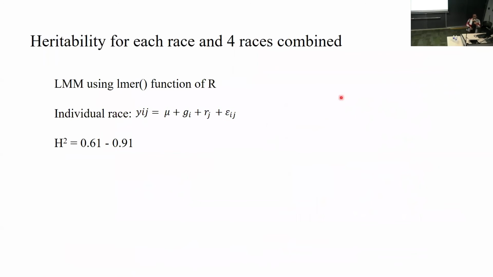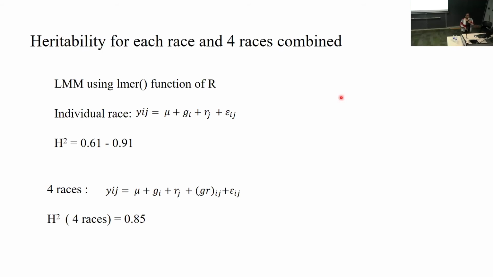I tried to fit a linear mixed model using the LMER function of R, considering the genotype and the replication as random effects, and estimated heritability for single races from 0.61 to 0.91, which is high enough, and it makes sense because it is race-specific or qualitative resistance. When I fit a combined analysis adding the genotype by race interaction to the previous model, a heritability of about 0.585 is estimated. This is also pretty high, and it makes sense because this is qualitative resistance.